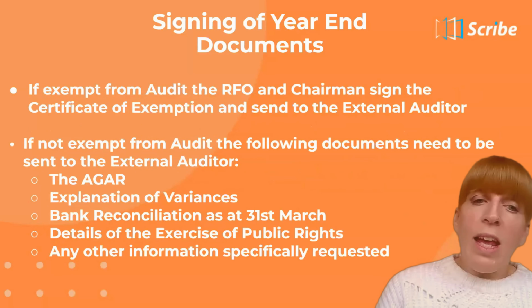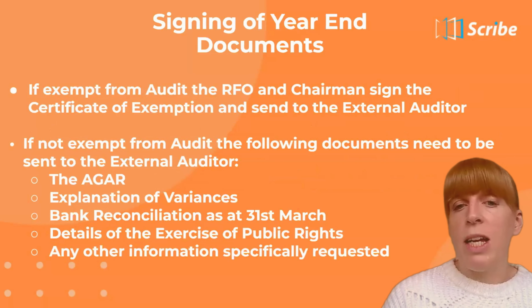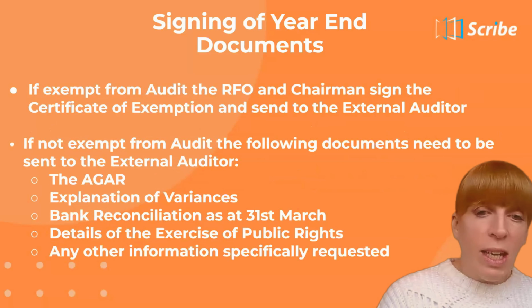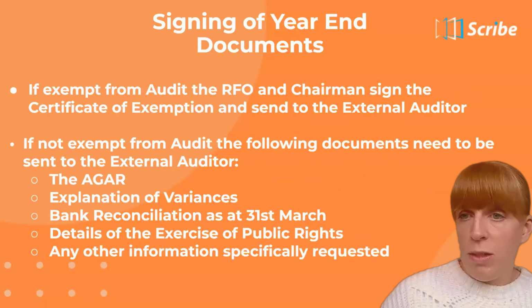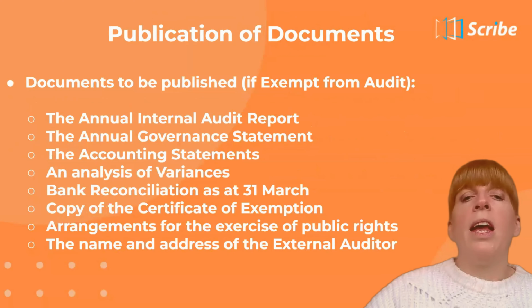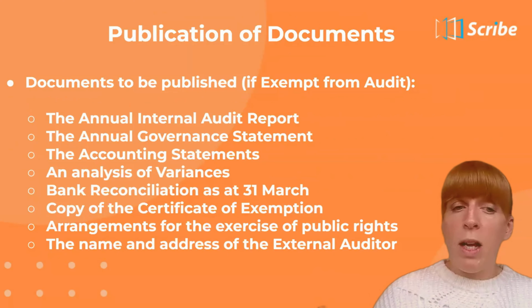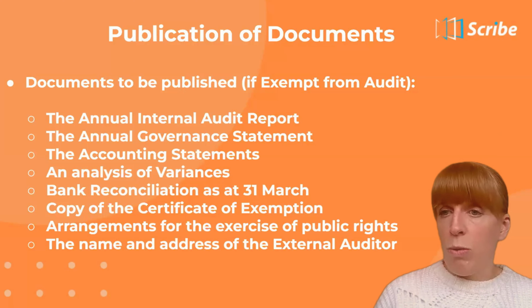Okay, so as we keep talking about, if you are completing the certificate of exemption, that is signed off and sent to the external auditor only. If you're not exempt, then you will send off the AGAR, and any other documents that we talked about just now will go to the external auditor with that as well, so they can then review. If you're exempt, you can go ahead and publish all the information on your website. That's basically the AGAR, any supporting documentation, your public rights, and then your external auditor's details.